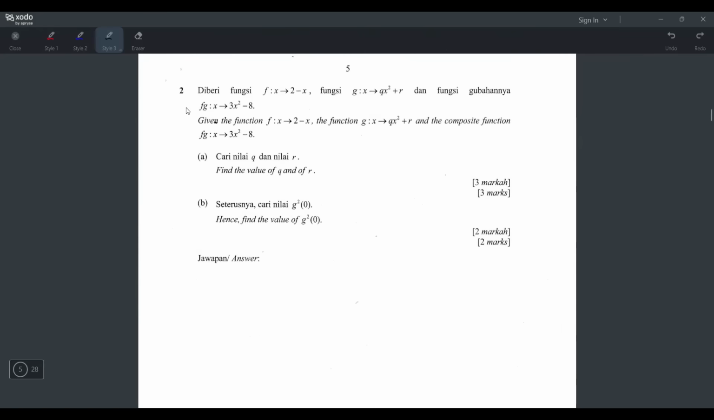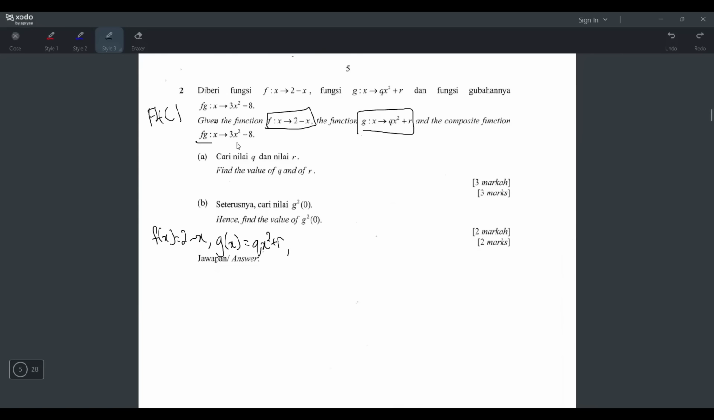All right, now for number 2. So this is a function question, so it's from Form 4 Chapter 1. Okay, let's see what the question says. Given the function f(x) is 2 minus x. All right, so let's write it like that. And then comma, g(x) is qx squared plus r. This is another piece of information, so write it beside.